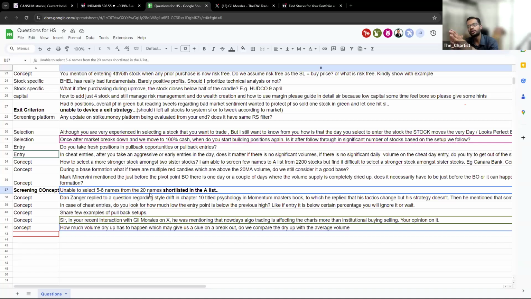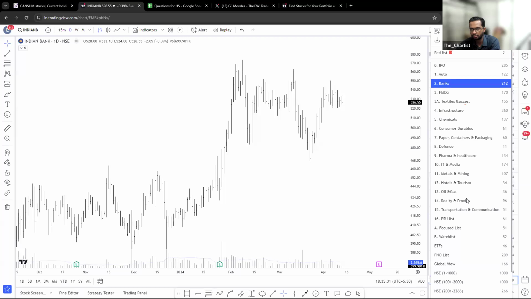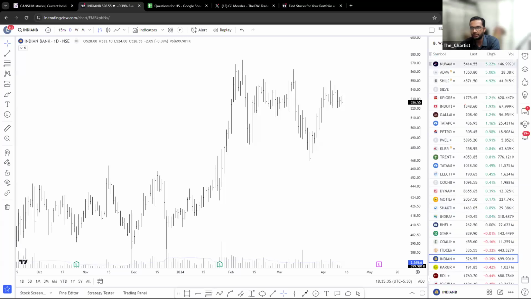Then, depending on the market direction, will you trade small caps right now? No, I won't. I will trade large cap names mostly. So that's how you go down to 6 or 8 names. But you won't have 20 names. I don't know why you have 20 names. I won't get 20 names if I run my screen.